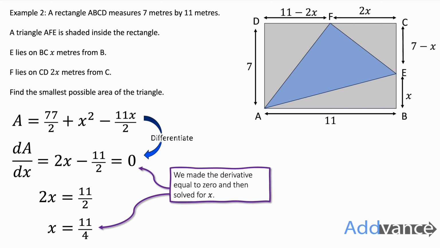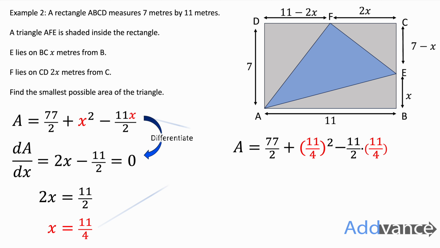And so we made the derivative equal to 0 and solved for x. We're doing good. That is the x value that gives me the smallest possible area. Next, we are going to use that to find the area of the triangle. And so we'll substitute that value of x into the equation for area, which is at the top of the screen. And we'll substitute that in like that.